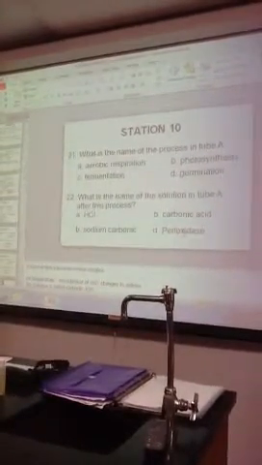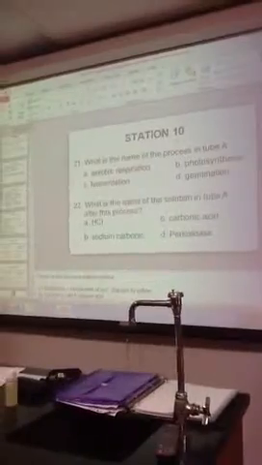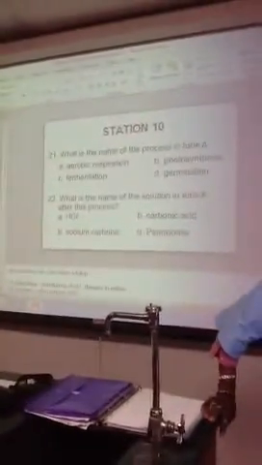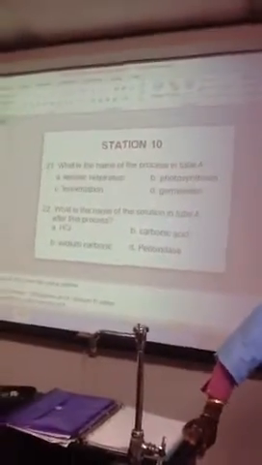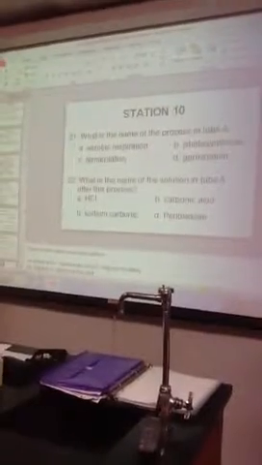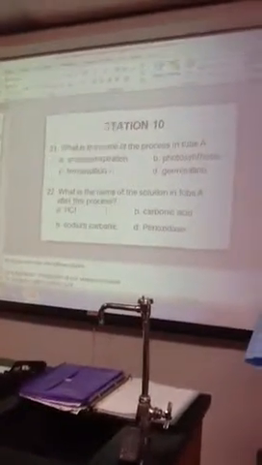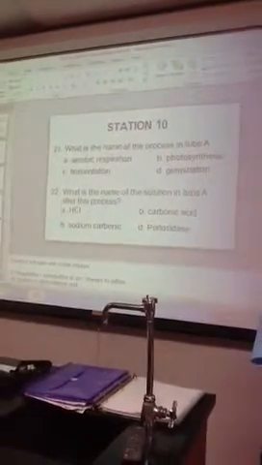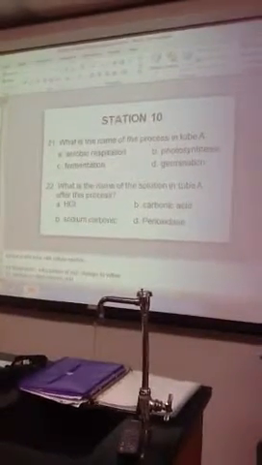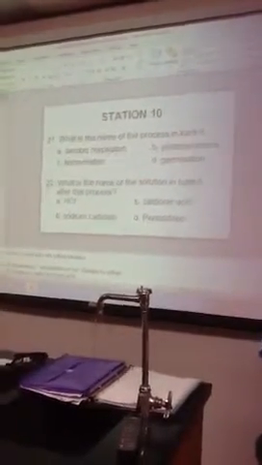Carbonic acid. This is the phenol red. It was red, phenol red. You turn it into yellow. So you turn the solution from base to carbonic acid to yellow. So what is the name of the solution in tube A after this process? The process is aerobic respiration, right? Yes.